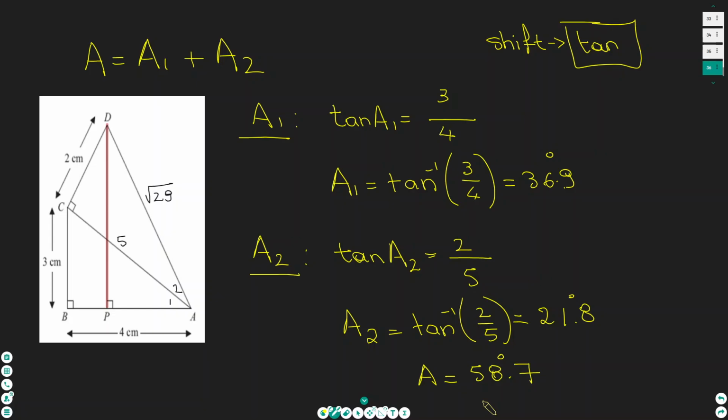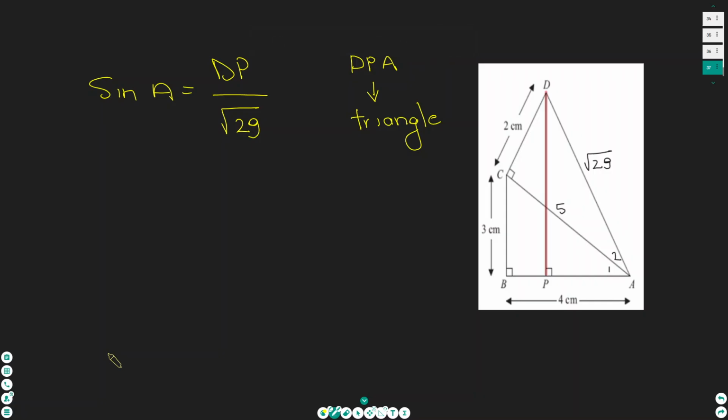And now what I'm going to do is to use again trigonometric ratios in a different triangle, DPA, and find the opposite side of the angle A. So I'm going to use again the sine function because I want to find the opposite, and I already have the hypotenuse of the right angle triangle. So I need to create the equation. I'm going to use the triangle DPA and the trigonometric ratio sine A equals DP over root 29 and find now the DP side.